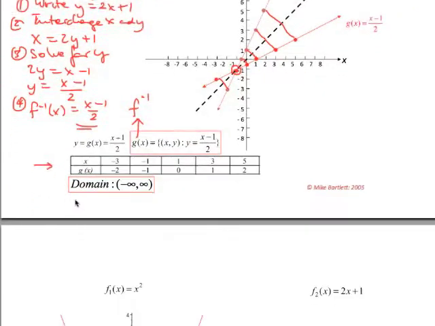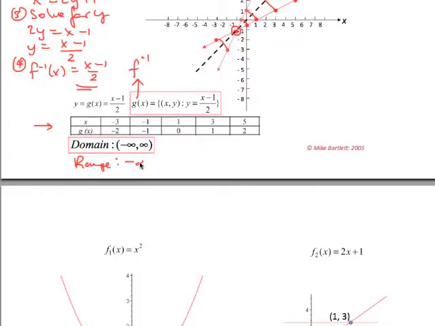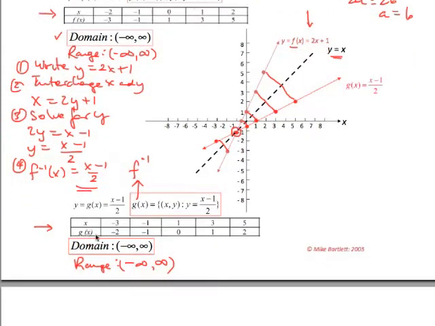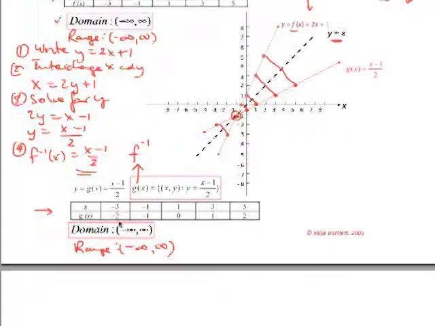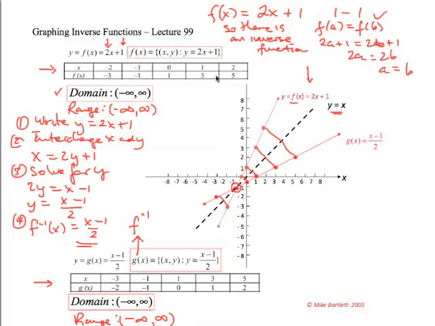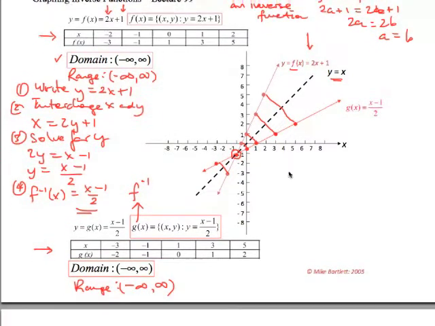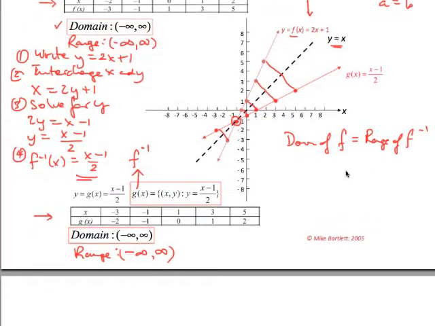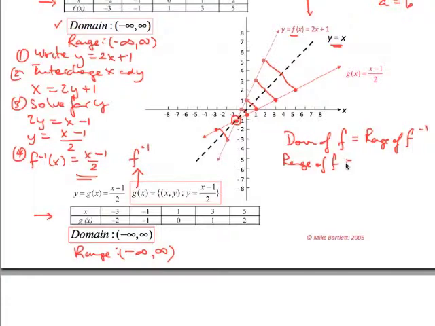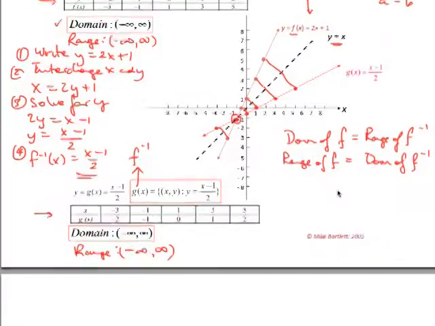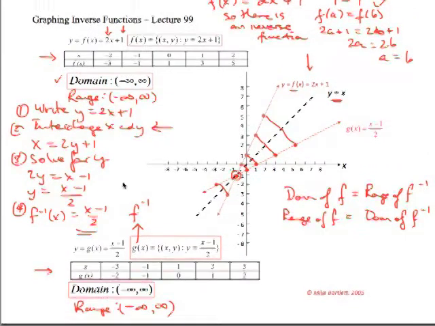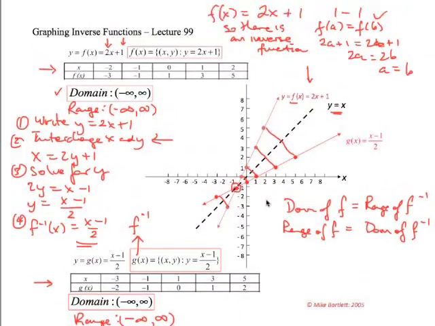It also leads us to understanding what we mean by the range and the domain. In this case, again, the range is this. And that's going to become very important, because if the x's become the y's in the inverse function, and the y's in this function become the x's in the inverse function, then we have a relationship between the range and the domain. In other words, the domain of f is equal to the range of the inverse function, and the range of f is equal to the domain of the inverse function.